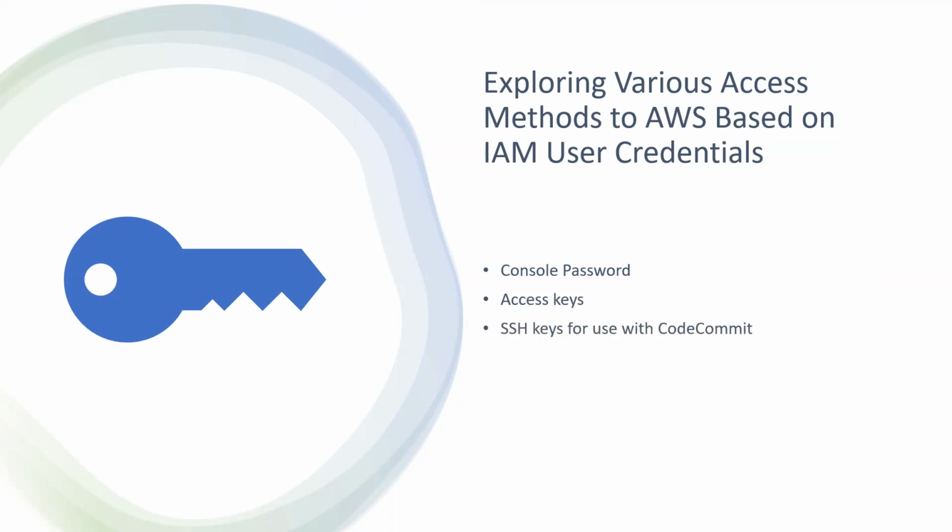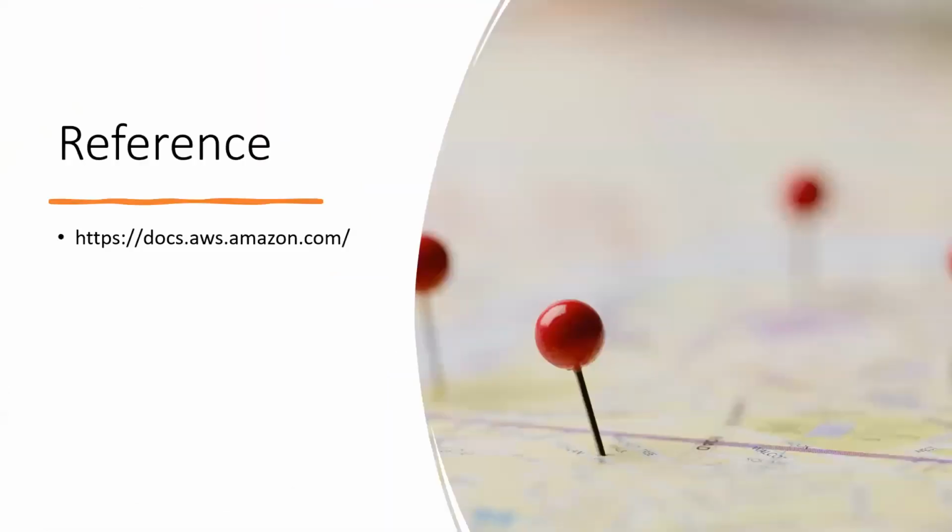Coming to the third one, it's SSH keys for use with CodeCommit, a secure and convenient way to authenticate and access your CodeCommit repositories. Coming to the fourth one, it's server certificates, like SSL and TLS certificates, that you can use to authenticate with some AWS services. In this case, AWS recommends AWS Certificate Manager for this. So that's it for now.